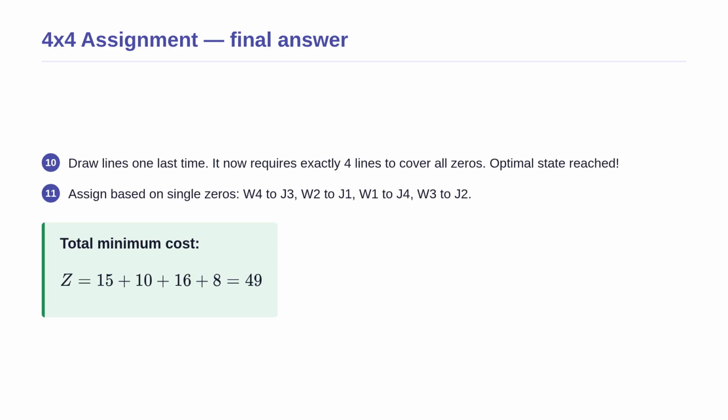Let us try drawing lines one last time on this newest matrix. We find that no matter how cleverly we place our lines, we absolutely must use 4 lines to cover them all. Because the minimum number of lines is now equal to 4, we have finally reached the optimal state. We pick our assignments by looking for rows or columns with only 1 0, assigning worker 4 to job 3, worker 2 to job 1, worker 1 to job 4, and worker 3 to job 2. Adding the original costs, the absolute minimum total cost is 49.